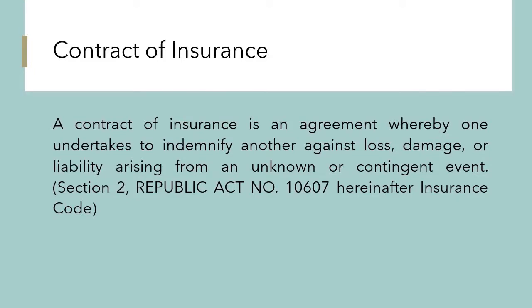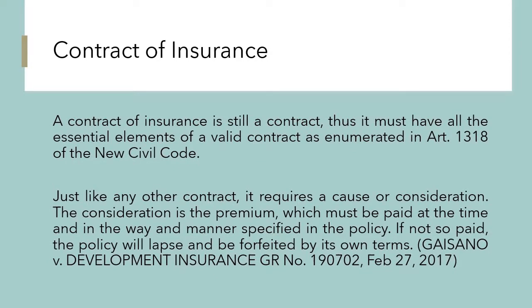A contract of insurance is an agreement whereby one undertakes to indemnify another against loss, damage, or liability arising from an unknown or contingent event. A contract of insurance is still a contract. Thus, it must have all the essential elements of a valid contract as enumerated in Article 1318 of the new Civil Code. Just like any other contract, it requires a cause or consideration.